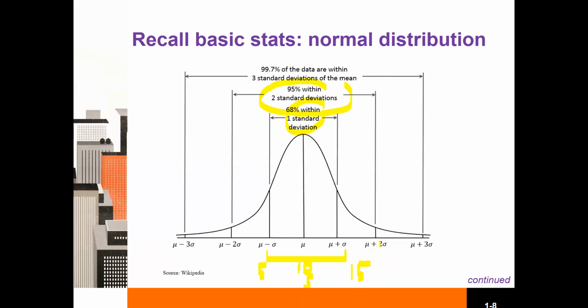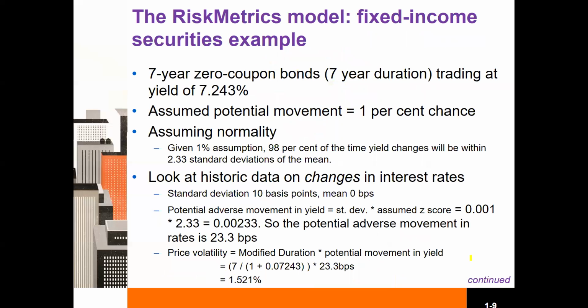95% of the observations will lie between plus and minus 2 standard deviations. Here 5 is the standard deviation, so 2 standard deviations means 10. Adding 10 to the mean of 10 gives 20, and deducting 10 from 10 gives 0. It means that 95% of the observations will lie between 0 and 20. And 99.7% of the observations will lie between plus and minus 3 standard deviations. Let's go for a more concrete example.